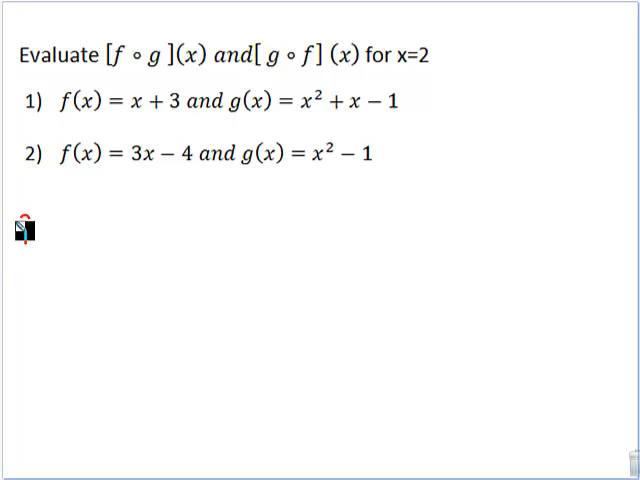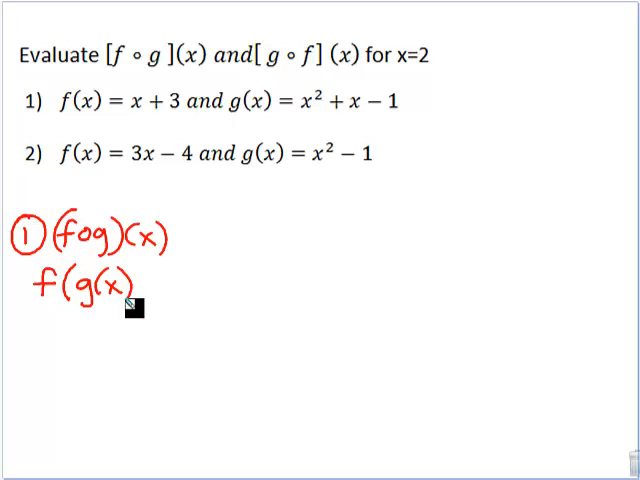So for number 1, if I want to find f of g of x, that is f of g of x written out. And what value for x do I want to find this for? What does it say? What should our value for x be here? 2. So this is really the same thing as f of g of 2.